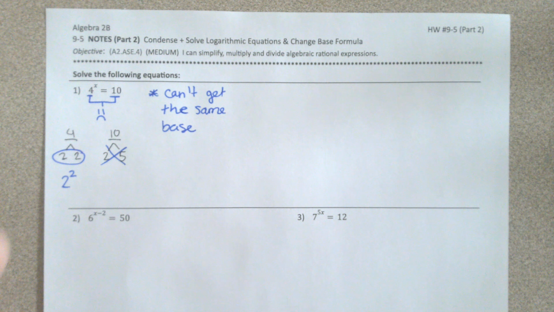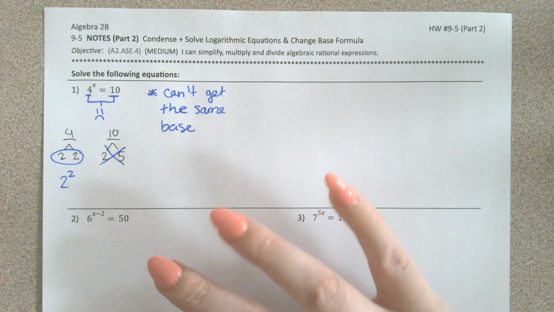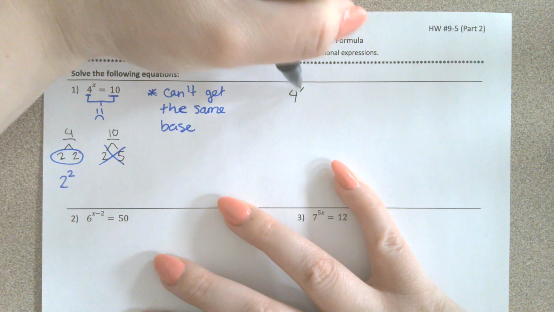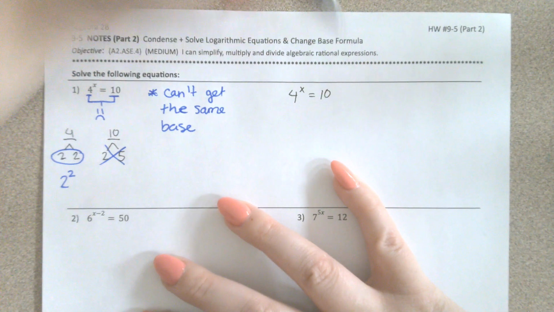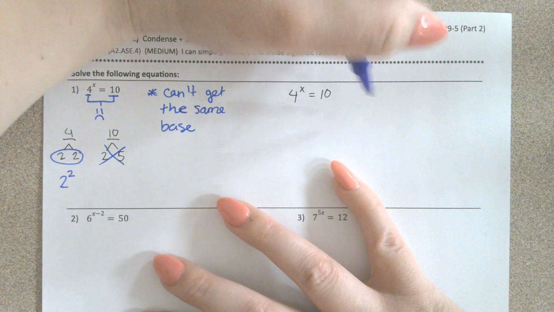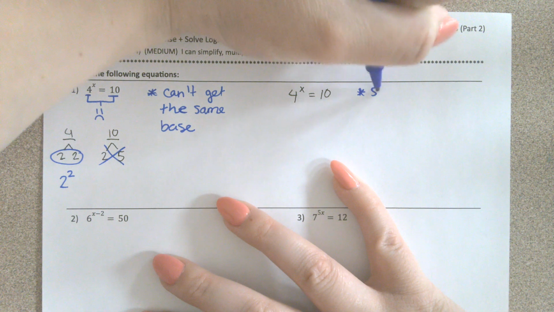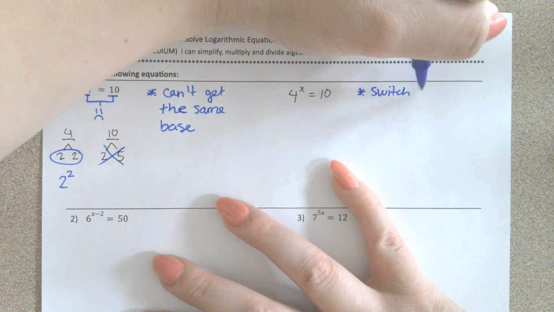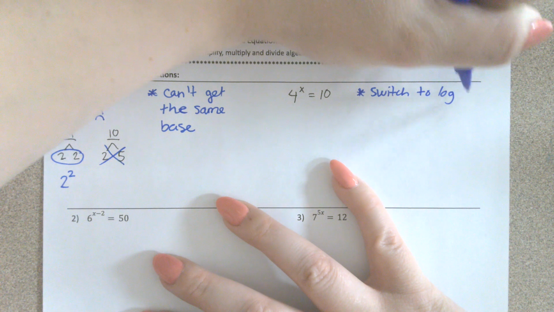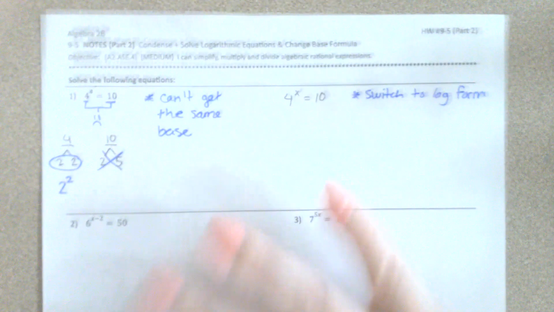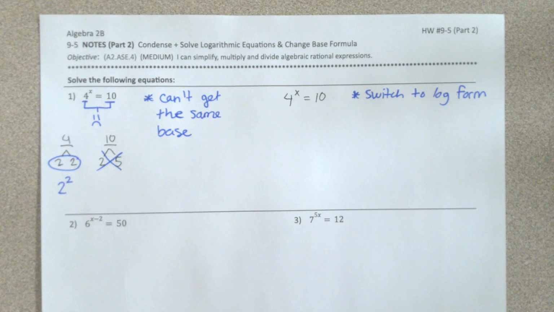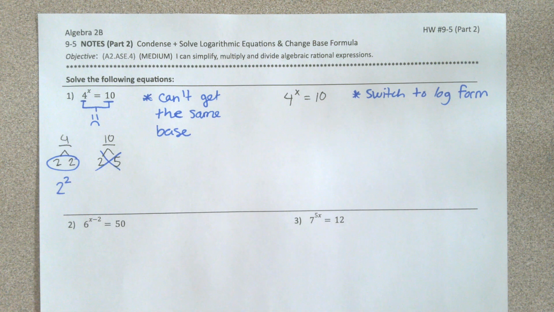So when we have that situation, what we do instead is switch the form. Switch to log form. That is how we solve these problems. And by the way, with the problems where you can get the same base, you could also solve it with this method as well. But typically we like to get the same base instead.